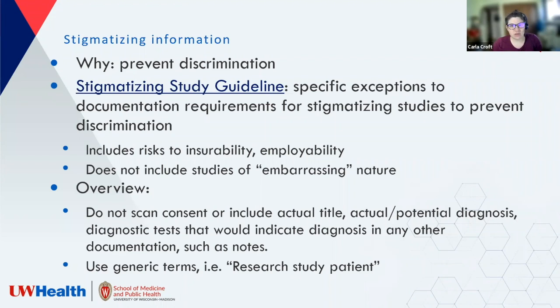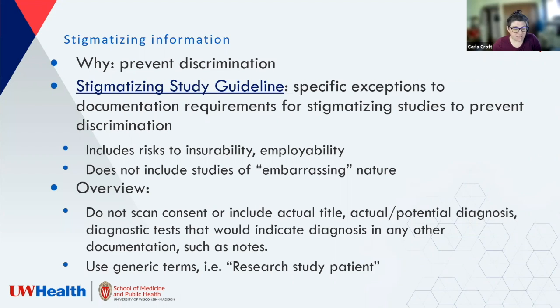When we're talking about discrimination in this situation, we're really talking about risks to the patient's insurability, their employability. We're not talking about things that are about studies, which might be of an embarrassing nature to the patient. We're not talking about kind of like a psychological risk to the patient. We're really talking about those concrete risks of if the patient's insurance company finds this out, they could lose their health insurance or they could lose their life insurance. The document goes into details on how that determination is made and what exceptions to the documentation requirements are.